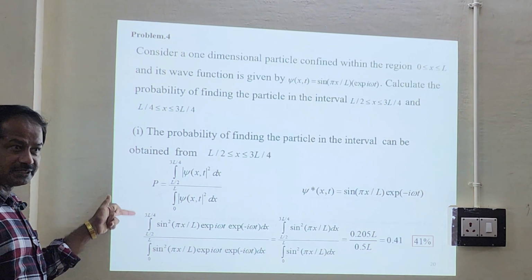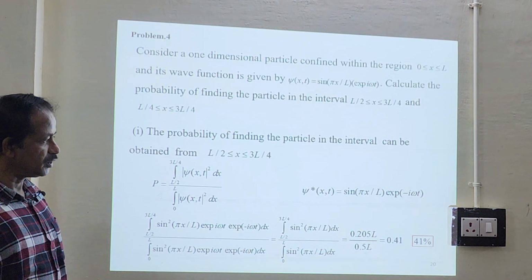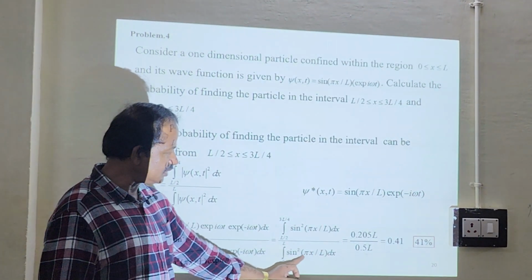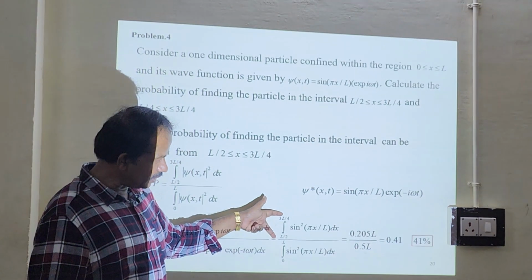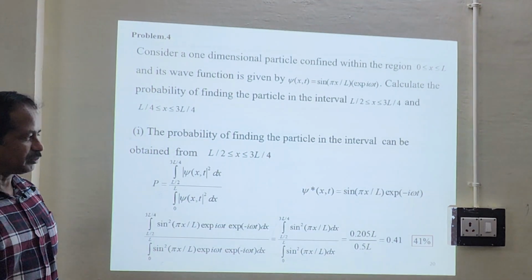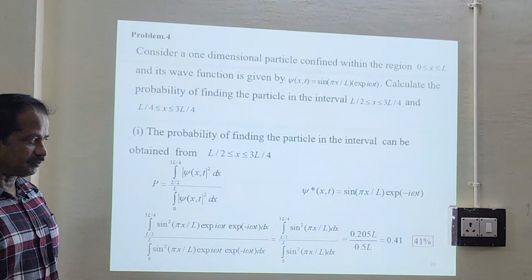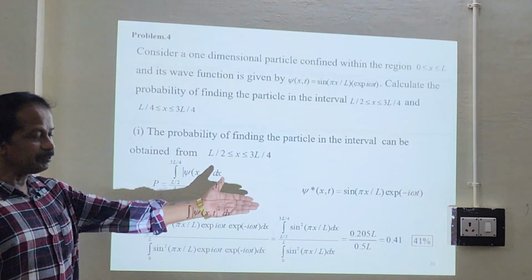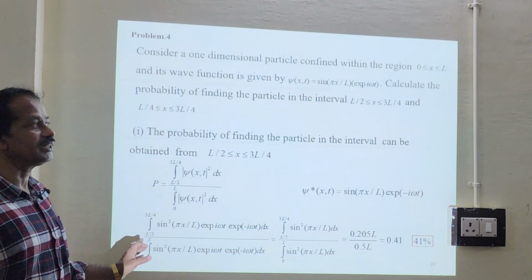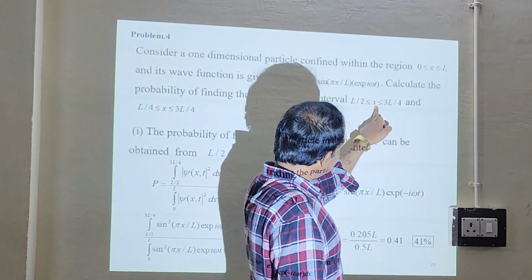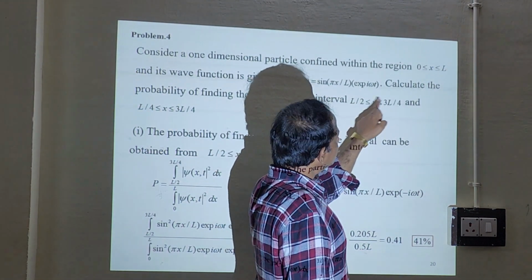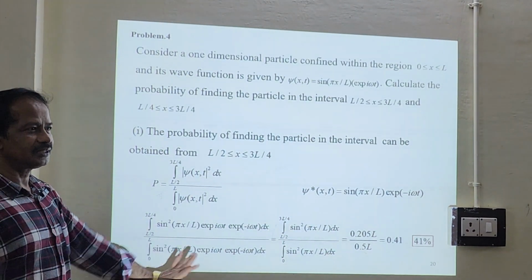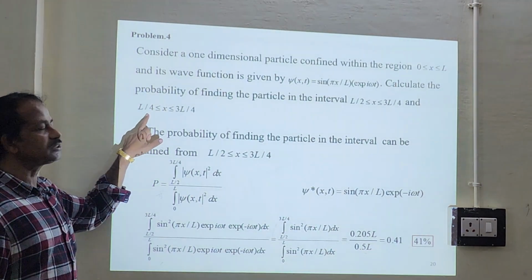Limit will be changed. See, limits are different. Here the limits are different. So sine square pi x by L divided by sine square pi x by L. If you substitute the limit, you will get 0.205 L divided by 0.5 L, 0.41. It means 41%. The probability of finding the particle between this point and this point will be 41%. Is it okay?